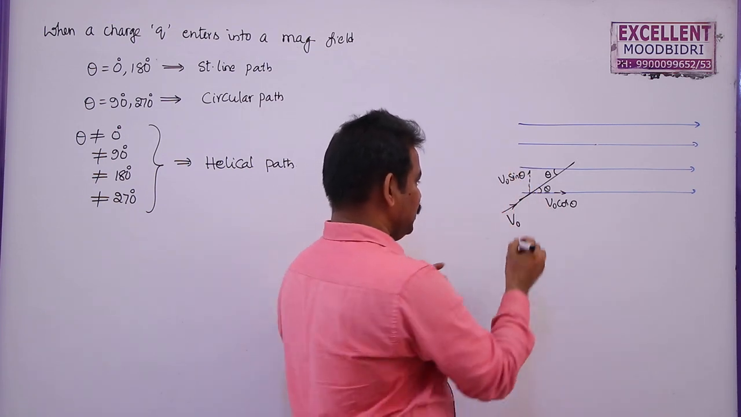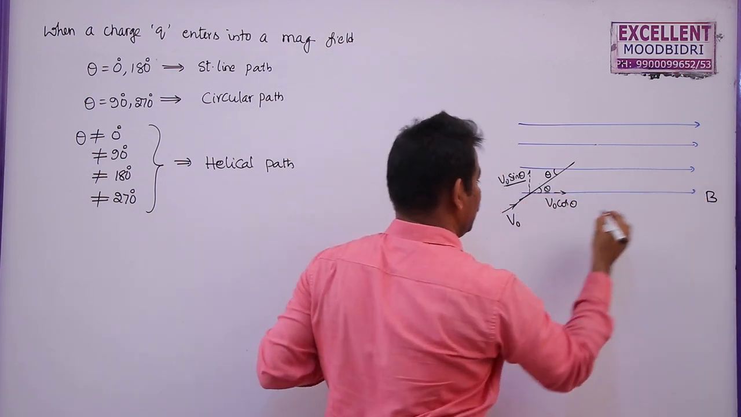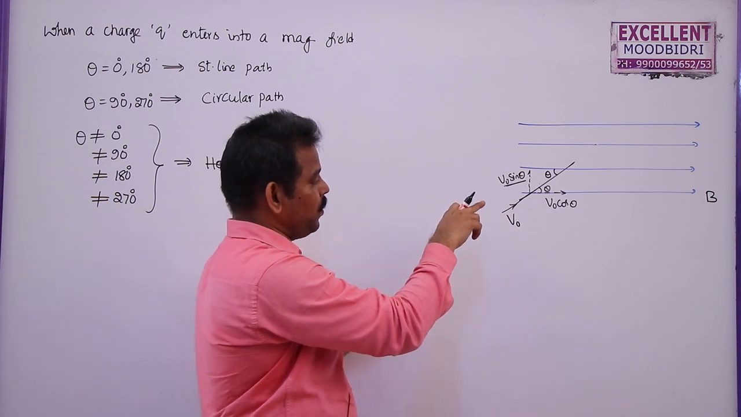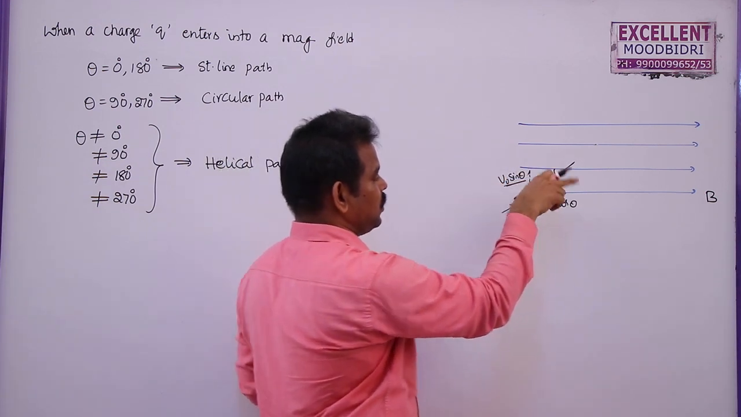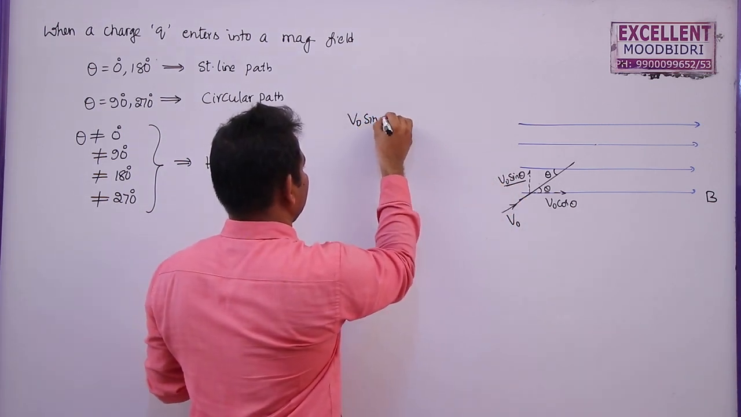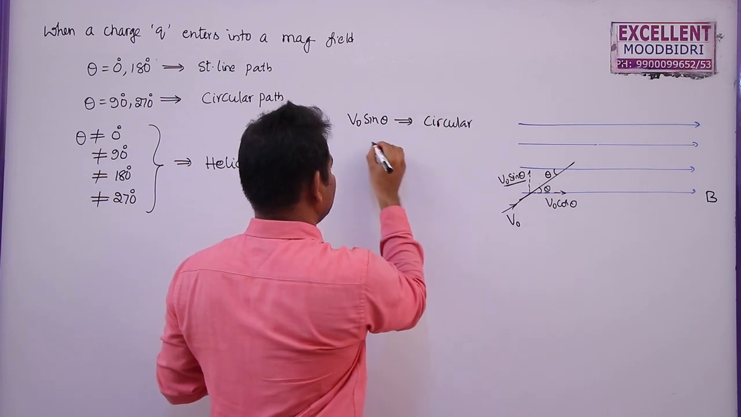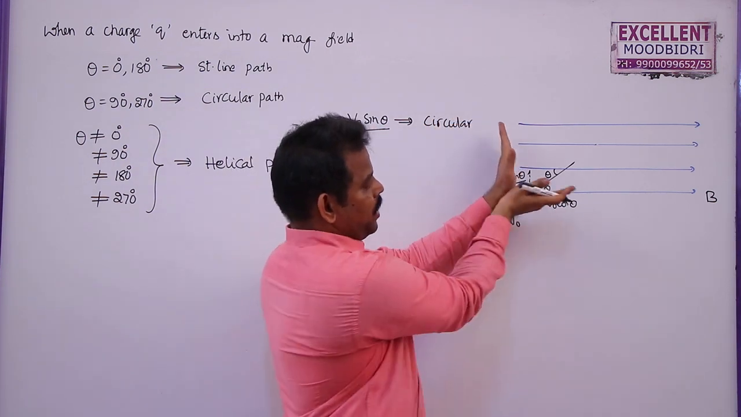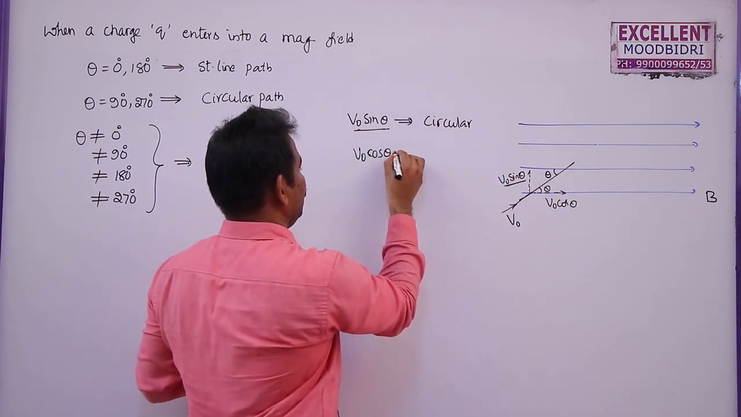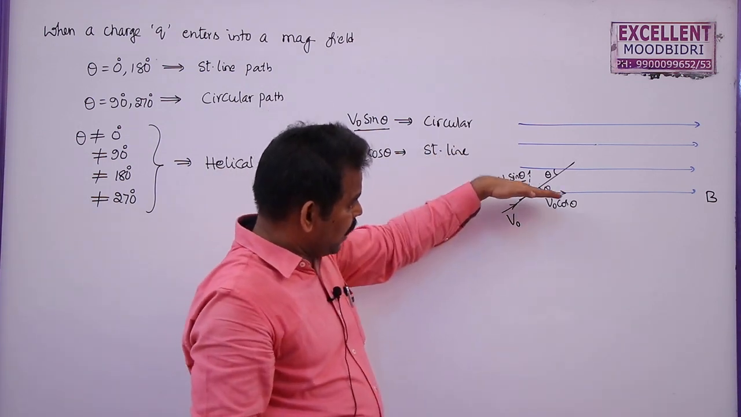But always the velocity component which is perpendicular to the magnetic field will give a centripetal force and will provide the circular path for this charged particle. So due to this, v naught sin theta is responsible for circular motion, because it is perpendicular to the magnetic field here, and v naught cos theta will provide straight line motion as it is parallel to the magnetic field.